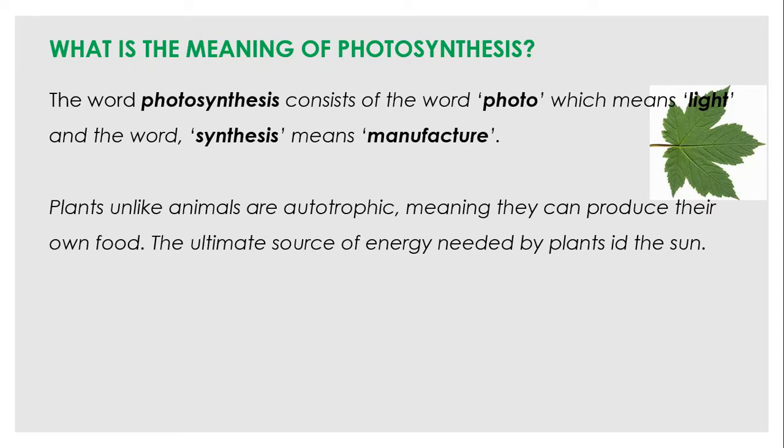Plants, unlike animals, are autotrophic. And what do we mean by the word autotrophic? It means they can produce their own food. Now, the ultimate source of energy needed by plants is the sun.